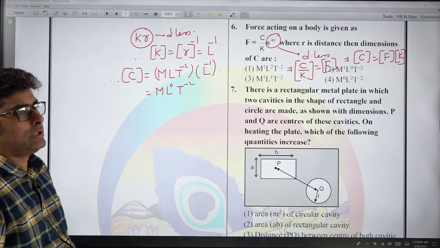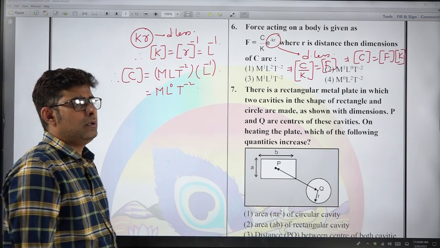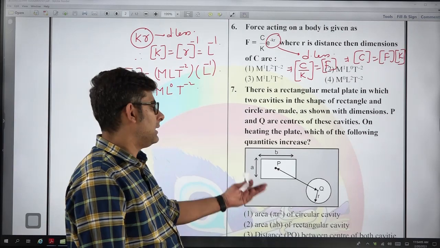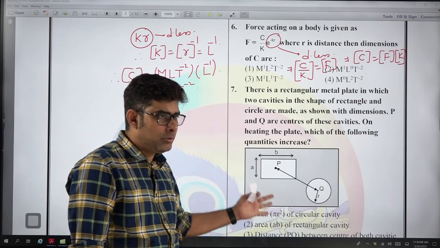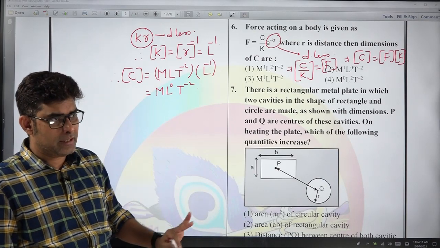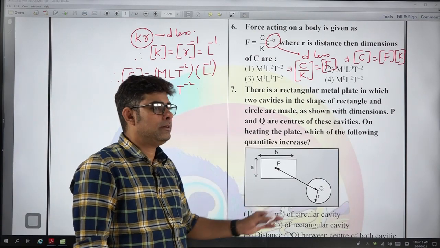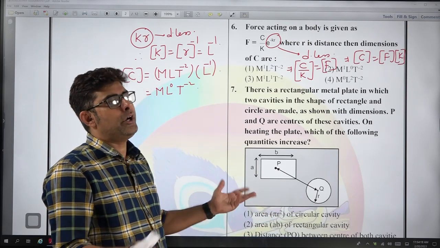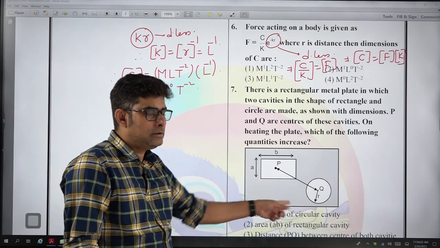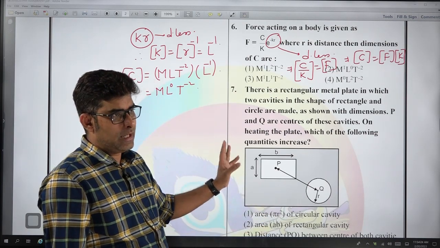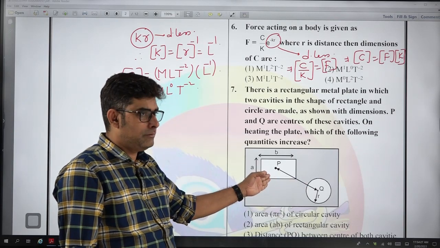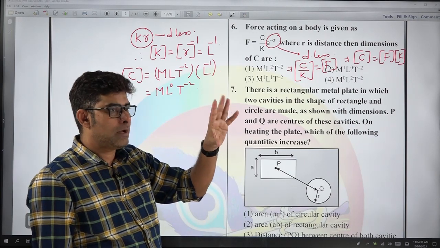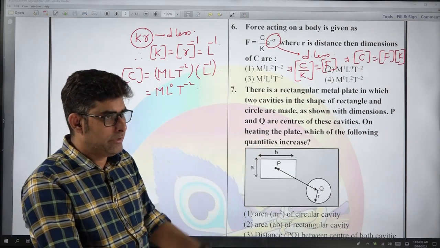Next comes the seventh question. There is a rectangular metal plate with cavities given and they are asking which will increase on heating. There is nothing to explain. I have told you, when you have isotropic plates, not mentioned means isotropic, everywhere the material is the same. So thermal expansion is just like photographic enlargement. That means the distance between any 2 points will increase. So all the terms given will keep on increasing, be it the area of the cavity, area of the hole, any size, any distance. Just like you enlarge a photograph, the separation between all points will increase.